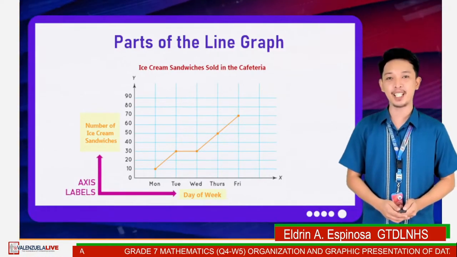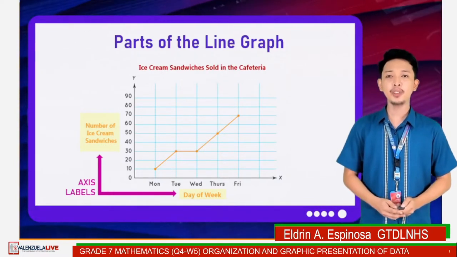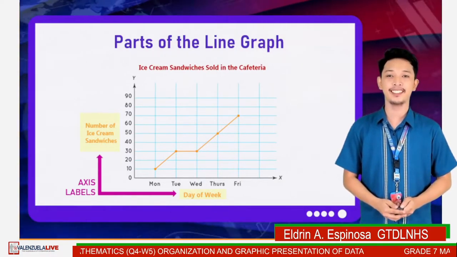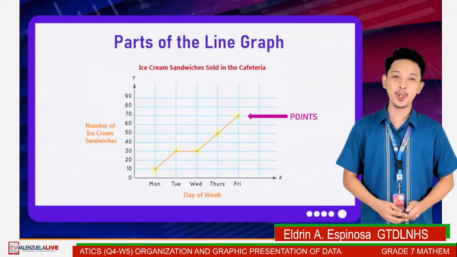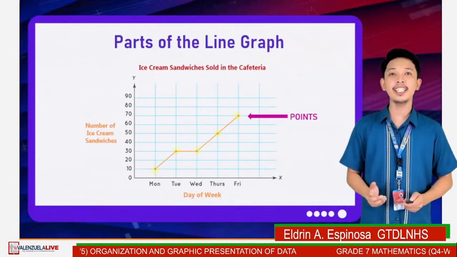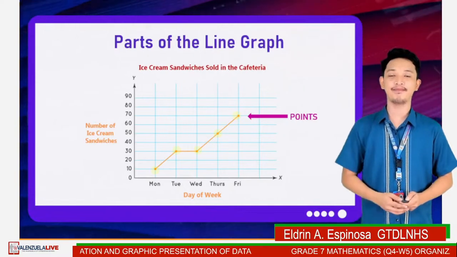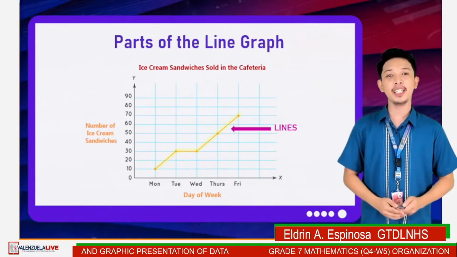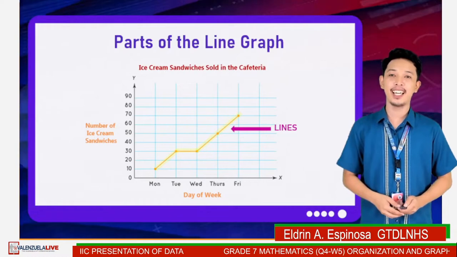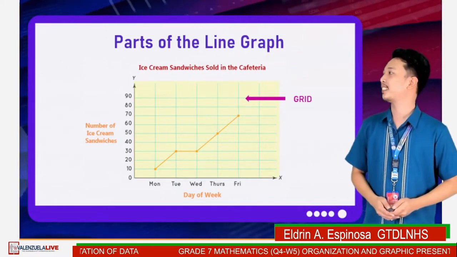Next, the axis labels. It tells about the information of the graph. In the x-axis, it shows things being compared, while in the y-axis, it tells what is being measured. Next, the points. It shows how many. These points give the facts. For example, in this graph, there were 70 ice cream sandwiches sold on Friday. Next, the lines. The lines connecting the dots help show if the data is going up, going down, or staying the same. Lastly, the grid. It helps us read the units.